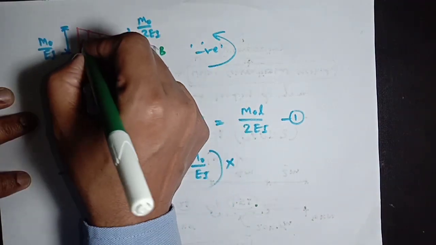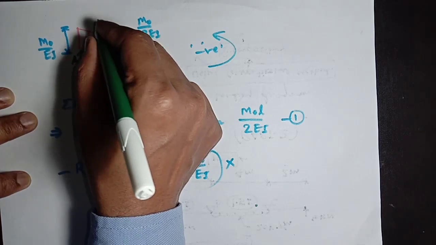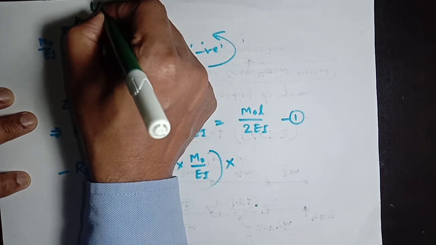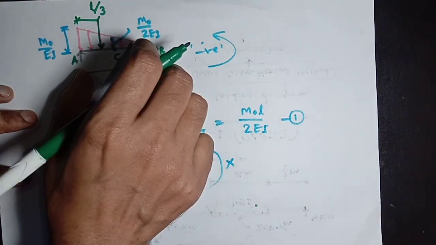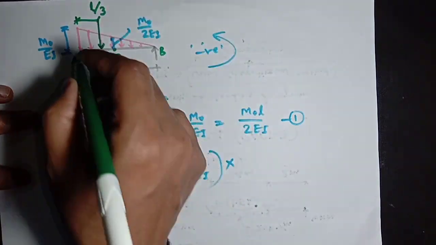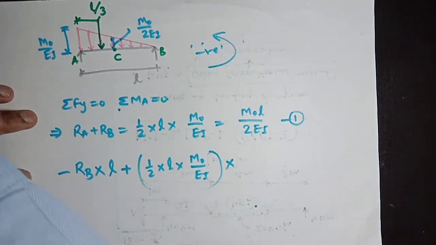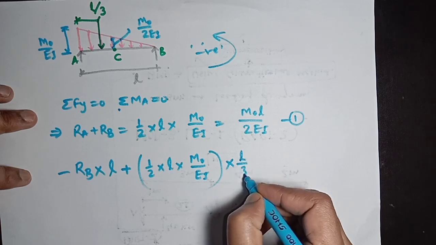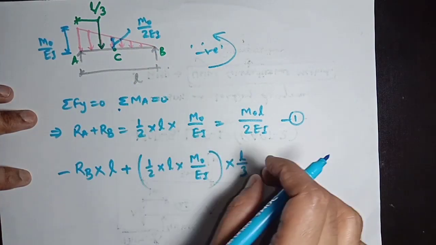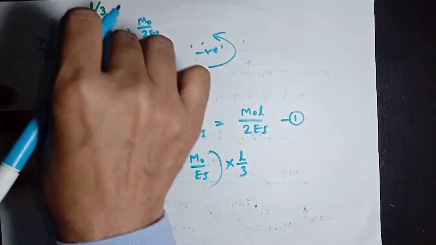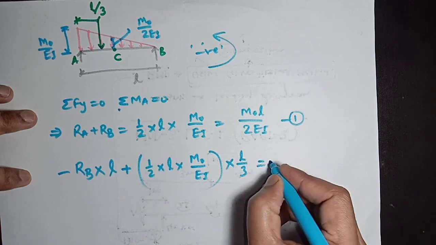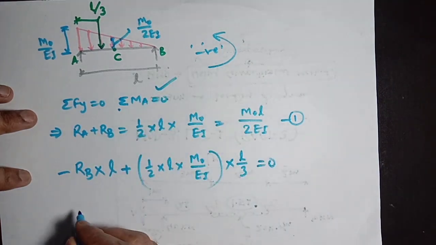The centroid will be at a distance of L by 3, so one third of this length, where the total load acts. So L divided by 3 is the centroid of this loading diagram, and the total load multiplied by this centroid distance gives the moment about this point, which is in the clockwise direction, and it equals 0 as per the moment about A.